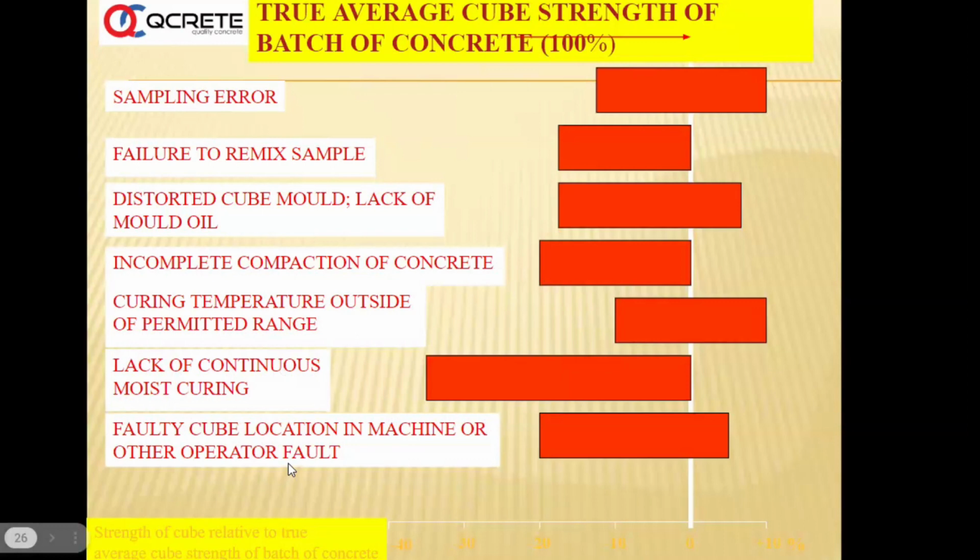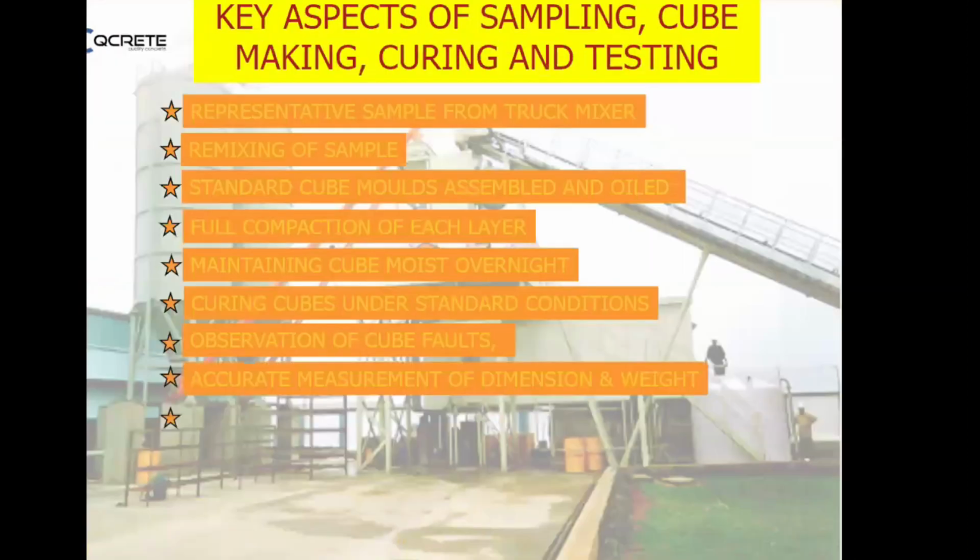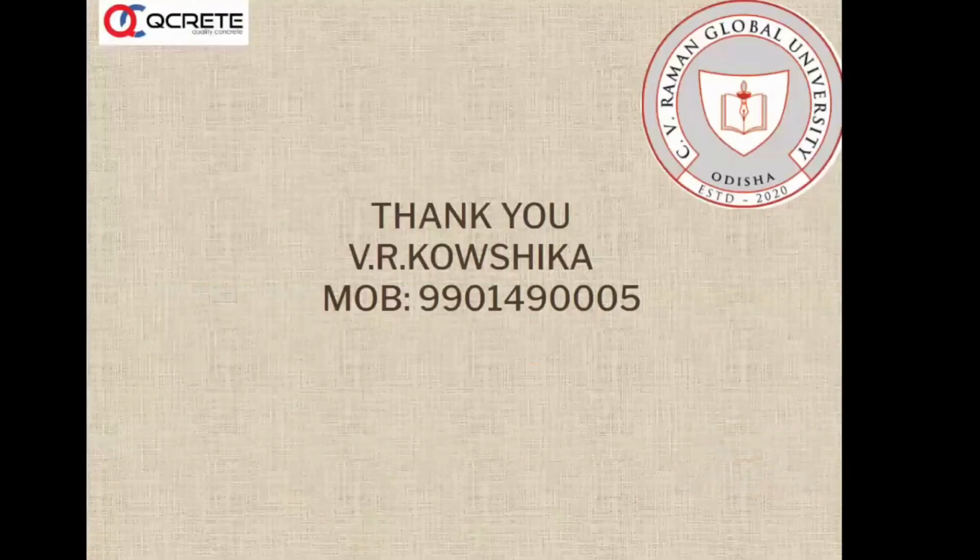Cube location means how you are testing cubes, whether the calibration of the cube machine is done or not. All these things are important. So post production, when you are receiving and handling concrete, curing, compaction, and monitoring the cube strength, how you are casting the cubes, all these things play an important role. Okay. So I think with this, I'm ending my presentation.